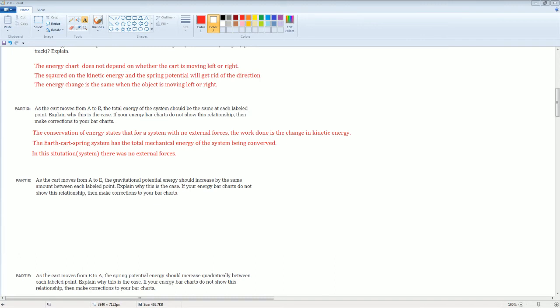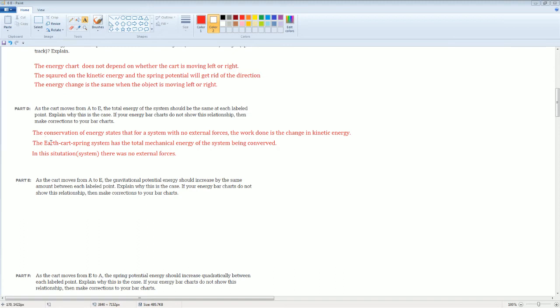All right. The conservation of energy states that for a system with no external forces, the work done is the change in kinetic energy. That means energy final has to be equal to energy initial, okay? The Earth-cart-spring system has the total mechanical energy of the system being conserved. In this system, Earth, cart, and spring, there were no external forces. Hence, that's the reason for conservation of energy.